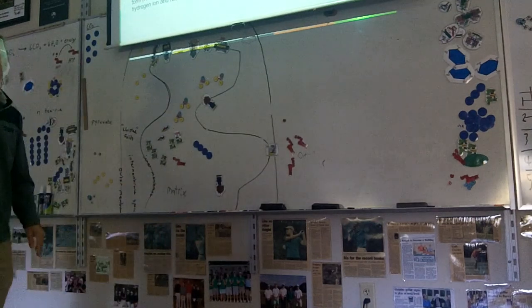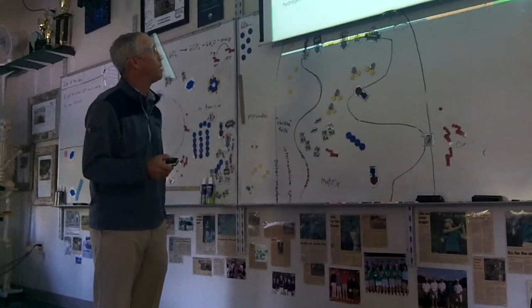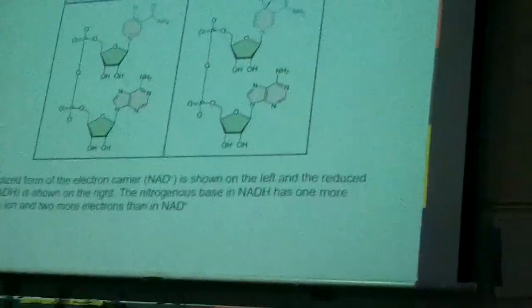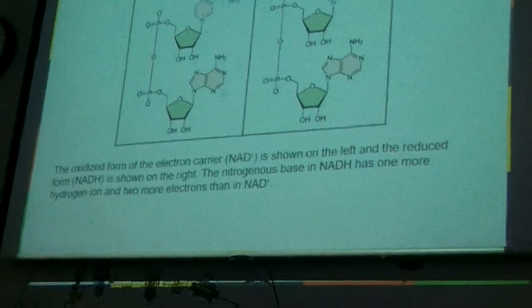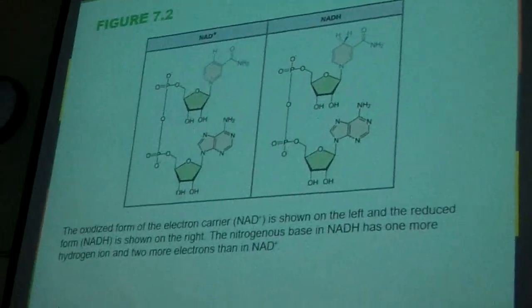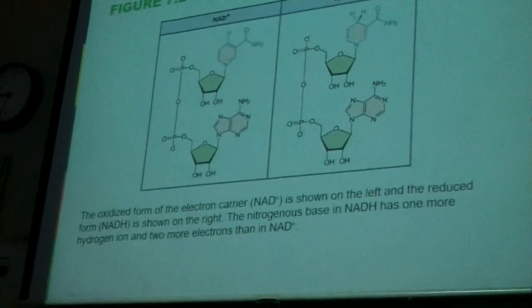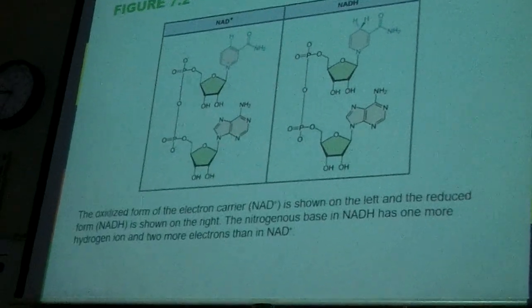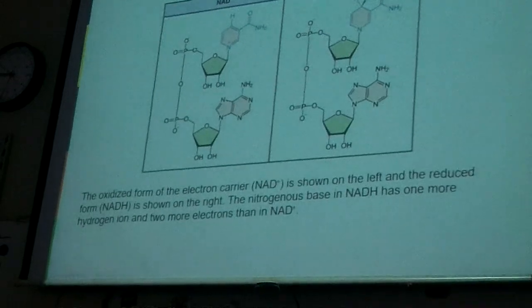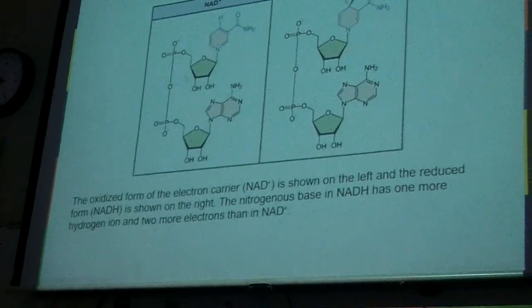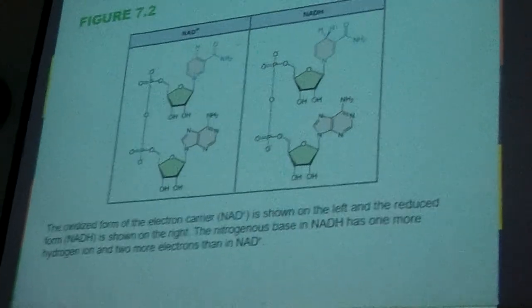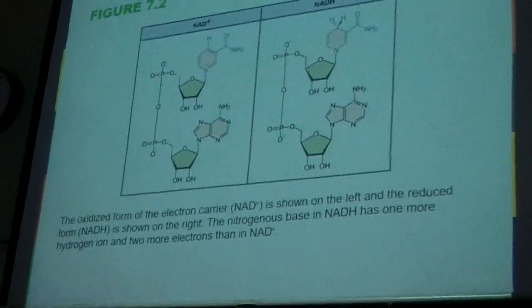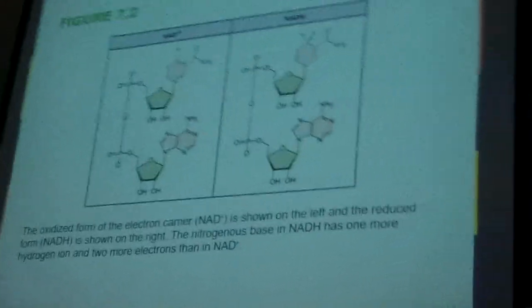This electron carrier, are we filming? Yes, sir. This electron carrier up here is called NAD. It's a molecule in your cells that's built to carry electrons. Does this look like anything you're familiar with? Just this part of it?